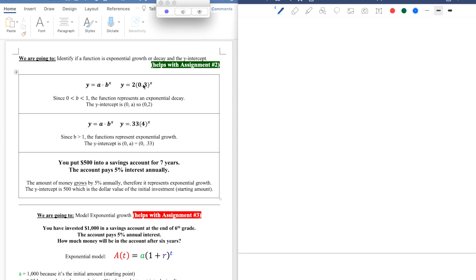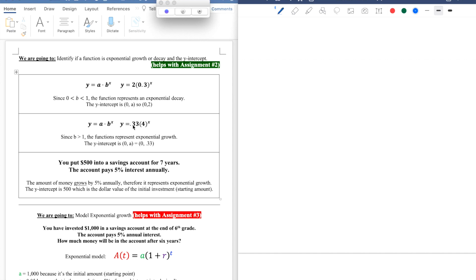The b value here is 0.3. That value is between 0 and 1. Since b is between 0 and 1, the function represents an exponential decay. Now, next you have to find the y-intercept. Remember, y-intercept is just 0, a. The y-intercept is 0, a, so it's 0, 2, because 2 represents a. Please don't get confused with using 0.3 as a. That is b. Okay, a is 2 and 0.3 is b.